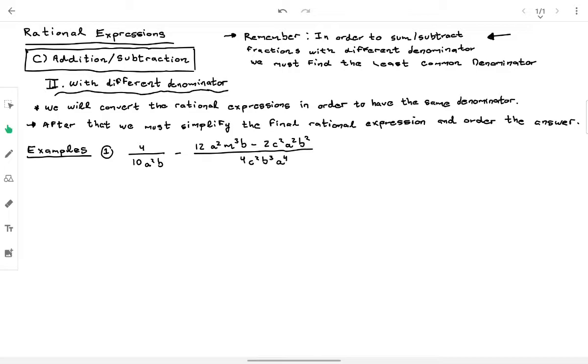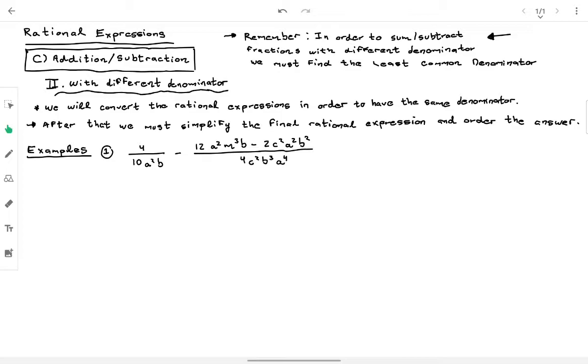fractions that have the same denominator, and then it will become an exercise from the last topic, because when we convert to the same denominator, it will be an exercise like addition and subtraction with the same denominator. Remember, after that, when we have the same denominator, we must simplify the final rational expression, and of course, we need to order alphabetically our letters. So let's see the first example.